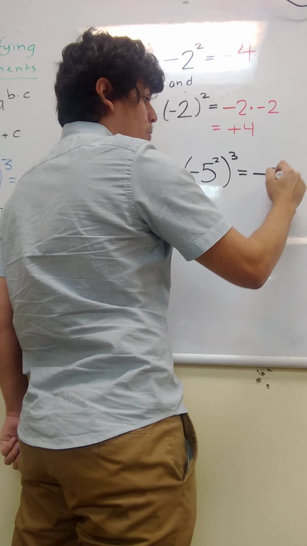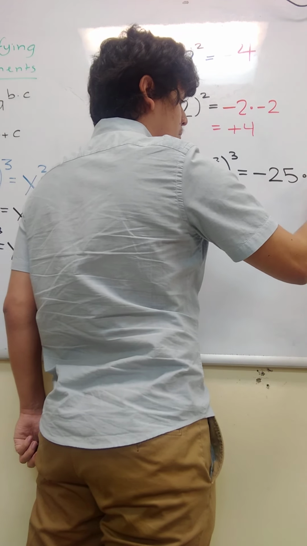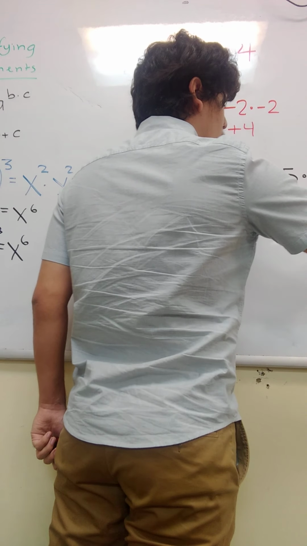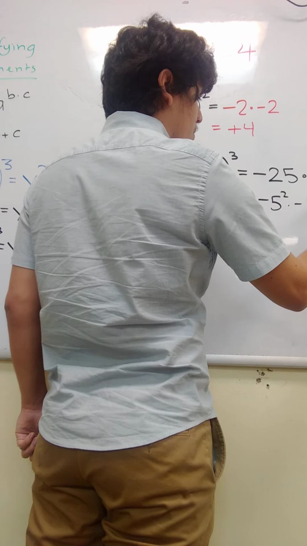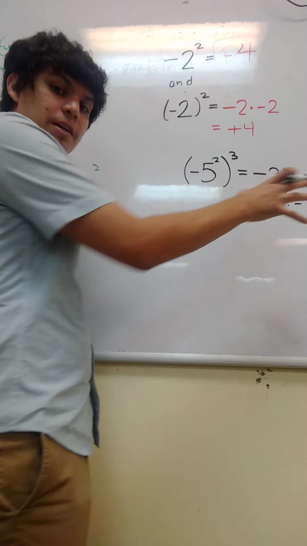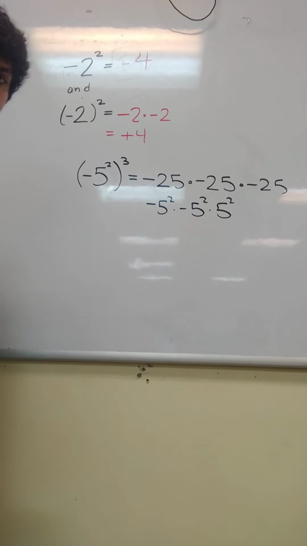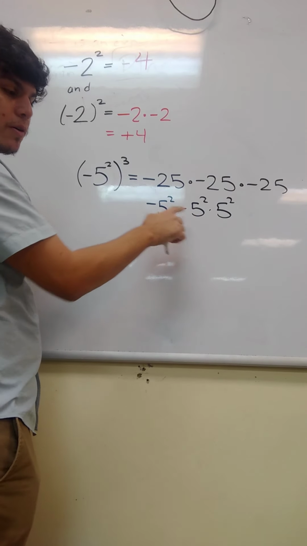So if we do it the long way, it's -25 times -25 times -25. Or if you want to see it, -5 squared times -5 squared times -5 squared, right? And then if I just kind of, pardon me, I'm so sorry. There we go. Okay. So 3 -5 squared, right there.